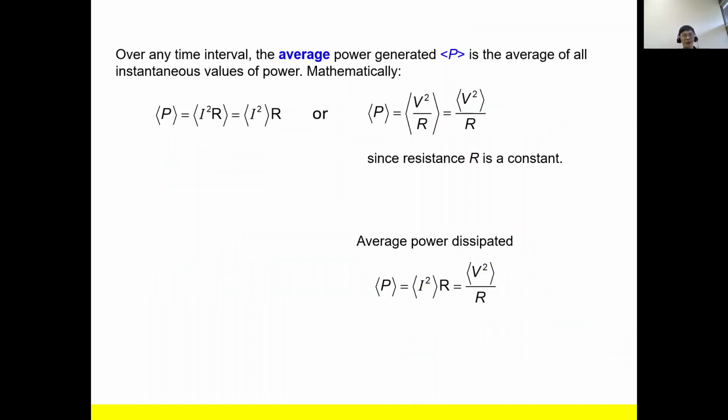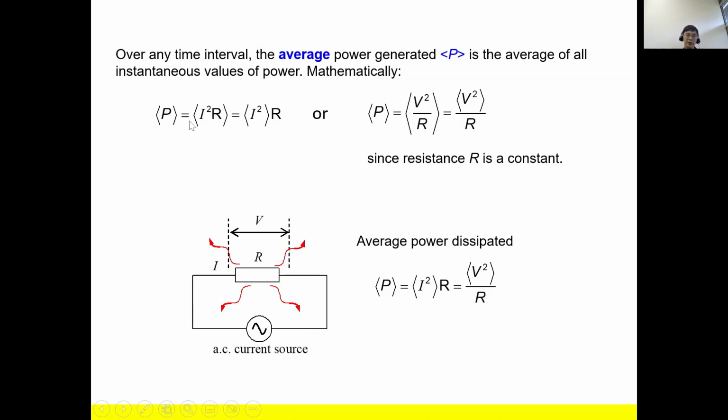So for average power, we realize that the power equals I squared R, and because R is constant, we can take it out of the brackets. Same thing here, if you use P equals V squared over R, because R is constant, we can take it out of the brackets. And here we realize that the average power dissipated in a resistor is the mean square current times R, or the mean square voltage divided by R.